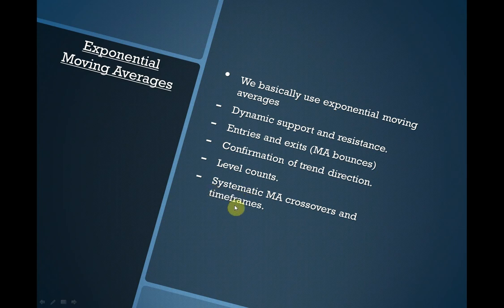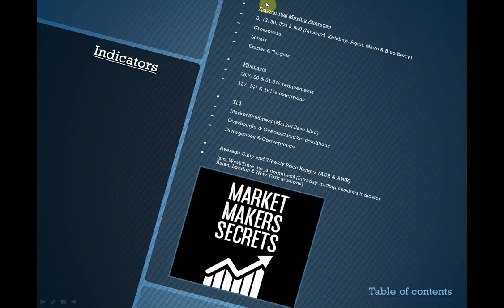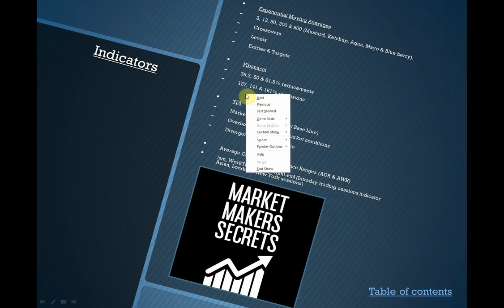We also have a systematic moving average crossover in time frames. For instance, when you see a specific moving average on a certain time frame, you know immediately there's another moving average on another time frame. I hope that makes sense. Okay, let me just go to my charts and show you what I'm talking about. But the most important thing we're gonna focus on right now is exponential moving averages, and as we proceed, we're gonna incorporate Fibonacci, then TDI, then lastly ATR and the worktime auto GMT indicator. So without wasting any time, let's go to our charts.